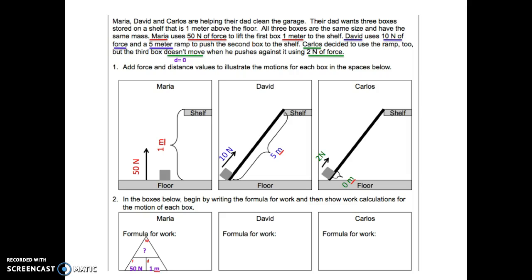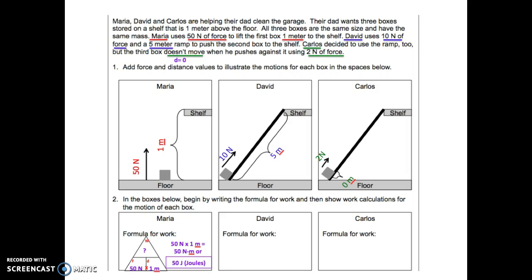Well, I'm hoping somebody said side by side, multiply. So we're going to take 50 newtons and multiply it by 1 meter. 50 times 1 is 50. And we have 50 newton meters, or 50 joules, which is shown with a J. That's what it's represented by. Work is measured in joules.